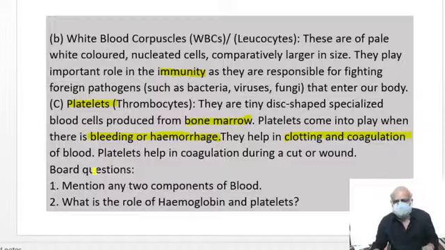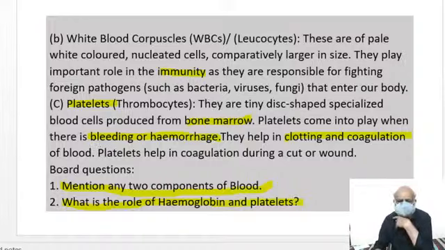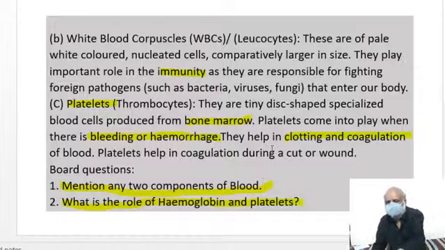I can ask you two questions here. Mention any two components of the blood. What is the role of hemoglobin and platelets? These are the components of blood, and we already know about them.